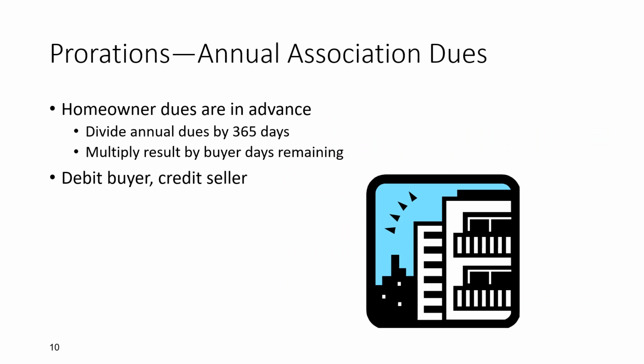Annual association dues, homeowner dues are in advance. You need to divide the annual dues by 365 days, multiply that result by the buyer days remaining, debit buyer, credit seller.